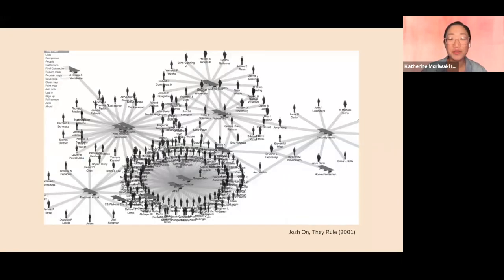And so this leads us to a canon example of new media net art by Josh On from 2001, titled They Rule, which was a data visualization that showed the individuals who sit on the boards of major corporations and how tightly interconnected those networks of power actually are. So you can follow a single individual and see what other corporate boards they sit on.